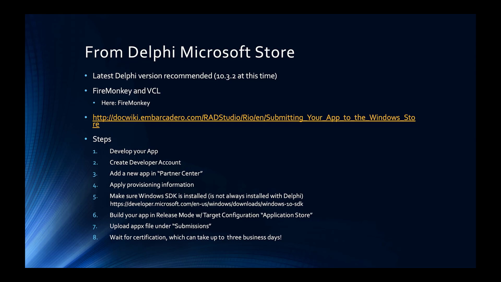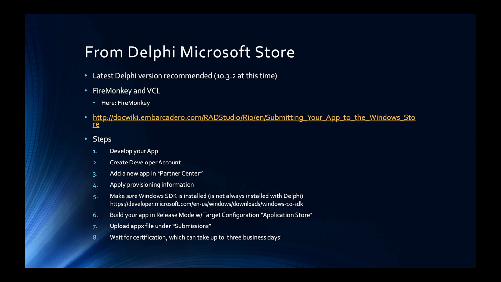And then when you have the SDK installed, you will be able to build your app in a special target configuration, and you should always release in release mode. Of course, you shouldn't really release through the App Store in debug mode with all the debug information in it. That's probably not a good idea. So go to release mode and then select target configuration Application Store.